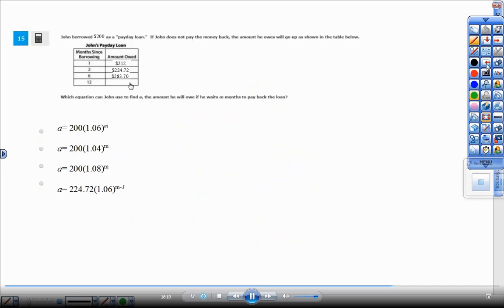Alright, 15. This one, again, find the common ratio, write both forms of explicit. Find that common ratio by taking 212 divided by the 0 term 200. Could have got that same answer by dividing 224.72 by 212. But either way, I divide those out, gives me 1.06. 200 is the 0 term. First term is 212. So again, take the time to write both forms before you look at these choices.